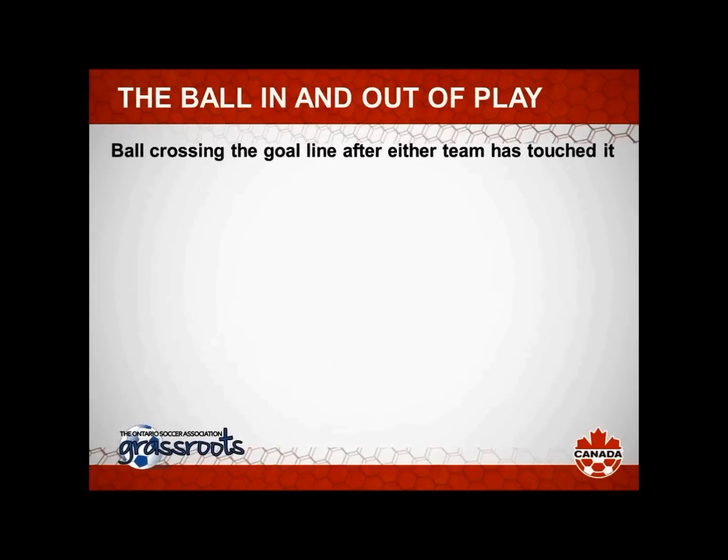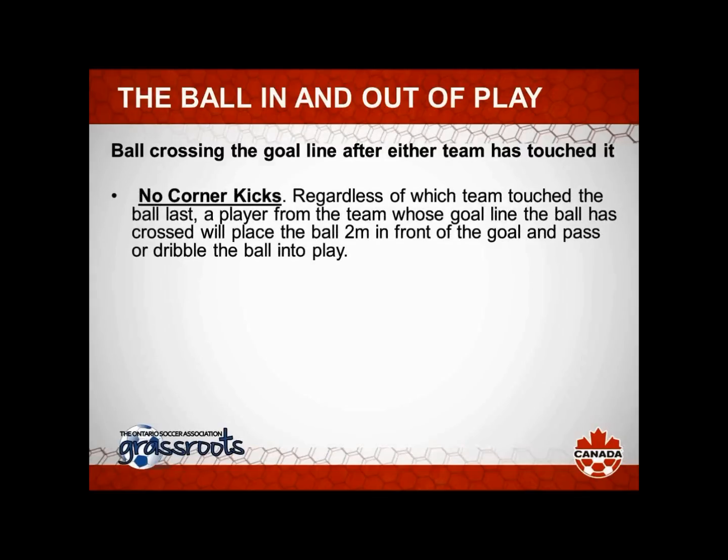The ball crossing the goal line after either team has touched it. There are no corner kicks. Regardless of which team touched the ball last, a player from the team whose goal line the ball has crossed will place the ball approximately 2 meters in front of the goal and pass or dribble the ball into play. So typically this would be the goalkeeper. If the ball crosses the line, the goalkeeper would place the ball on the field approximately 2 meters in front of the goal.